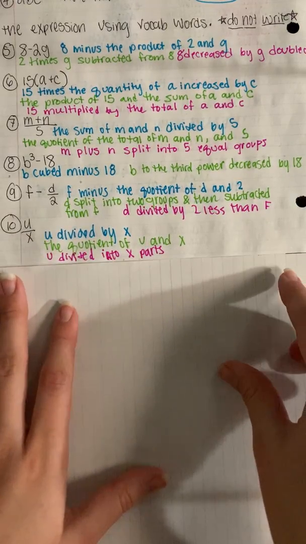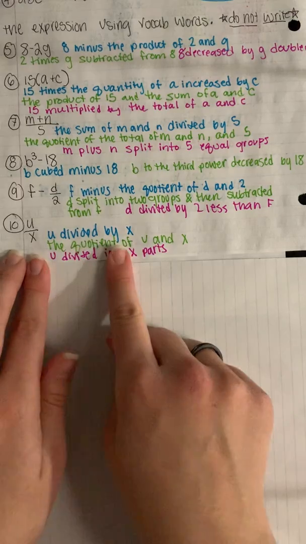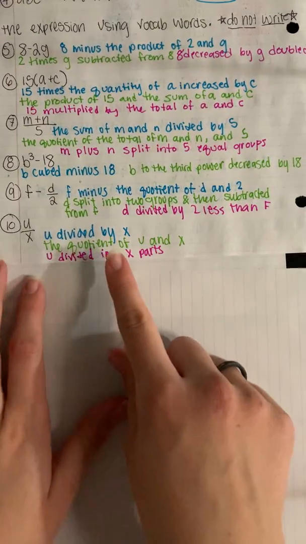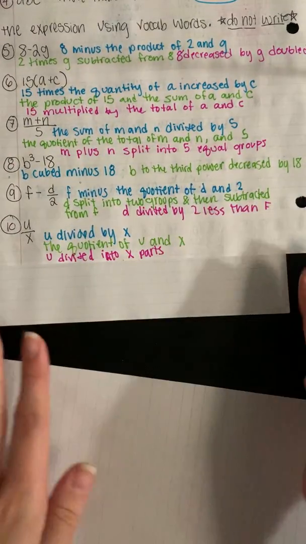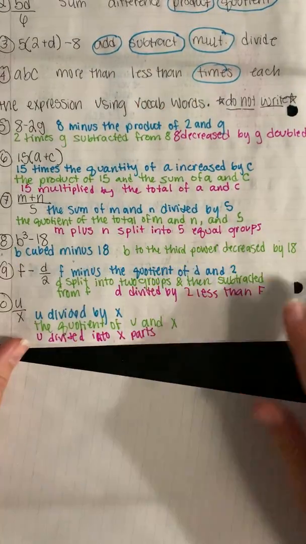And then here's our last one. U divided by x. You could also say the quotient of u and x, or you could say u divided into x parts. So this is why I didn't want you to write it all, because when you look at it all, it's a lot.